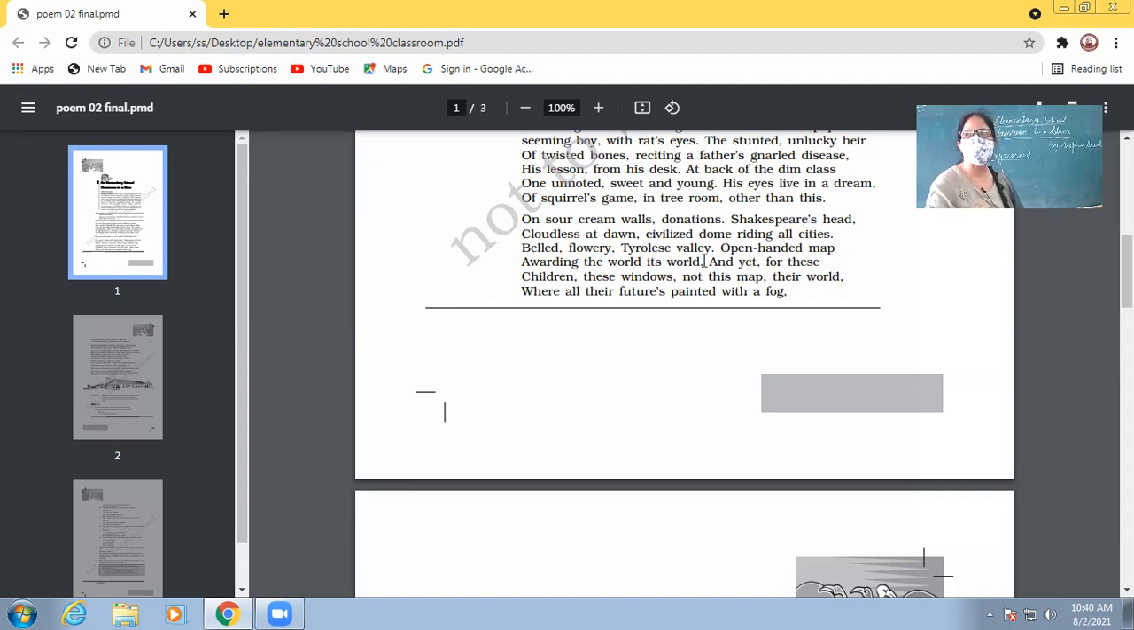So then the poet is describing the classroom. What kind of classrooms are there? Which are painted with sour cream color, on sour cream walls. What do you mean by sour? Sour, if you talk about its taste, then sour is something which doesn't taste well. If we talk about color, the color of the walls is sour cream. Cream is off-white, and if it has gone sour, it means it has got faded.